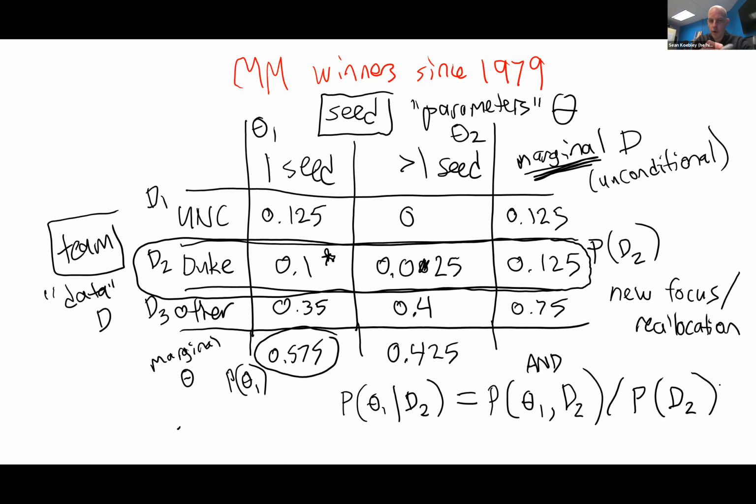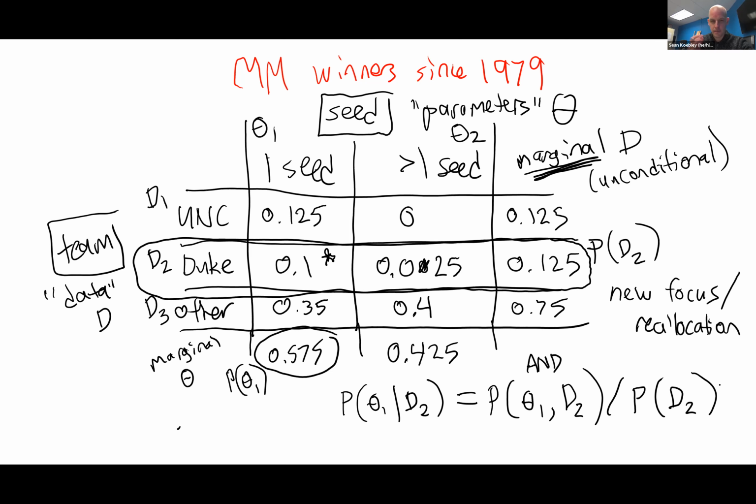So again, we got that new focus. And hopefully this, maybe you're not 100% getting this, but think about it a few times, maybe come back to this and see if that makes sense. Given that Duke is the winner, it means we're in this row, we're focusing on this row. What's the chances that the winner is a #1 seed? It's this guy divided by your total or your marginal value. So seems simple, but it's actually a very powerful concept, as we'll see in a second.